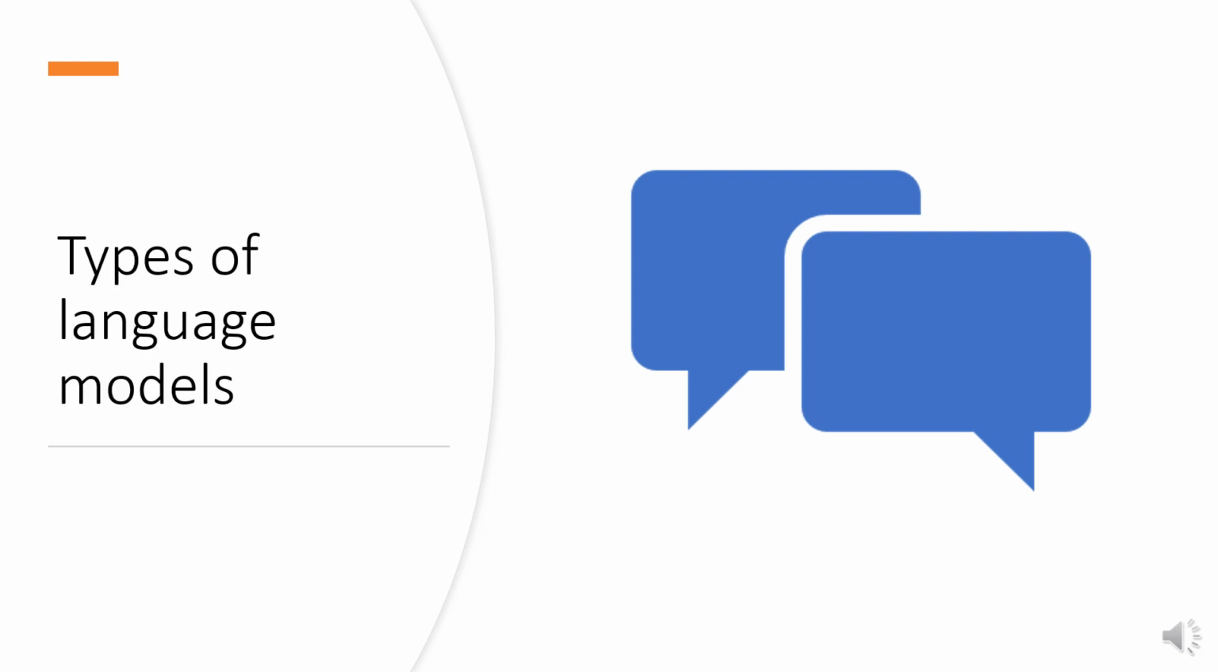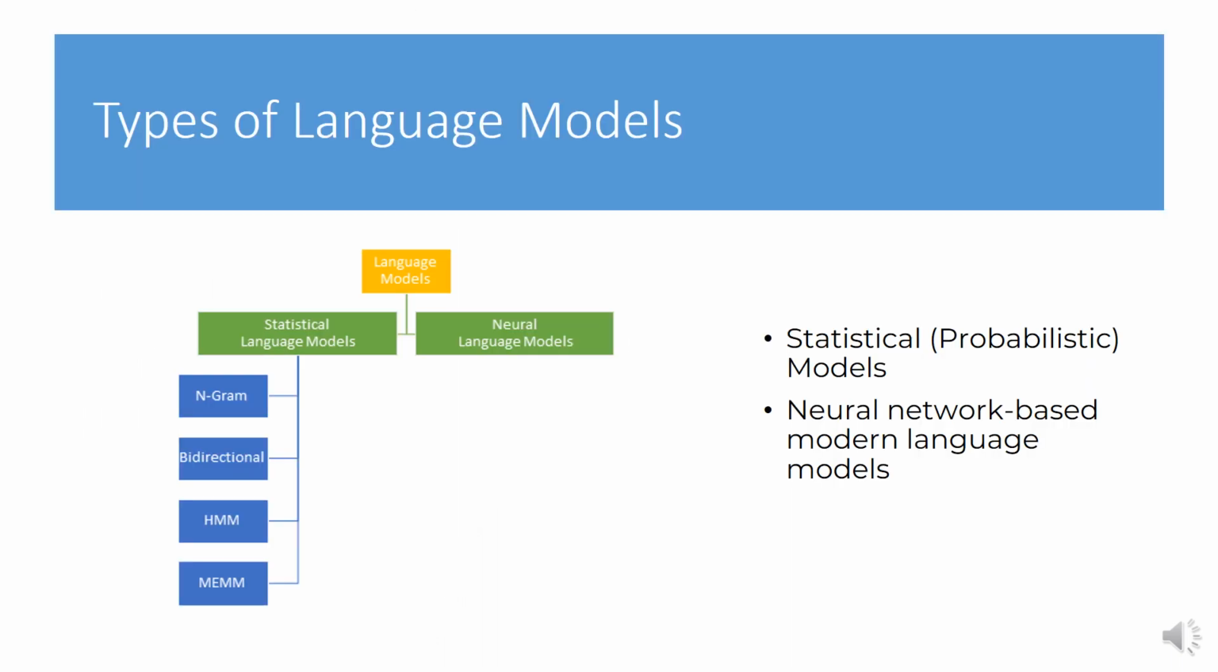Okay, so this is the second part of our lecture series on types of language models. When we talk about language models, we primarily distinguish them into two types. One is probabilistic models or statistical models, and the second is neural network based modern language models. The probabilistic models are statistical models that can predict the next word in a sequence based on the previous words.